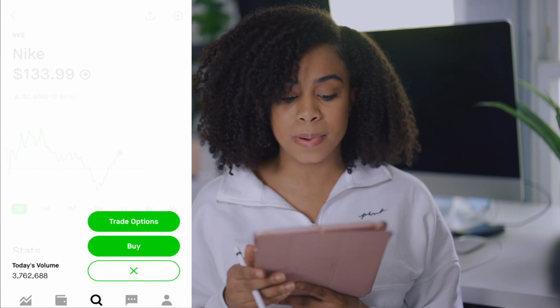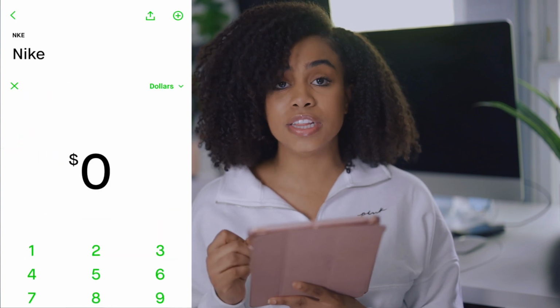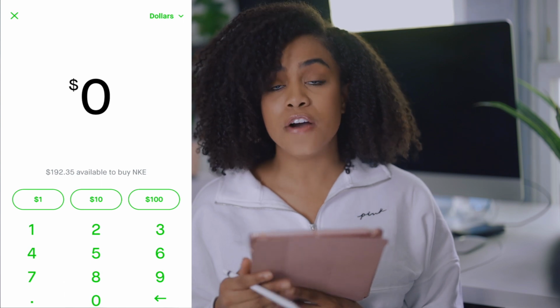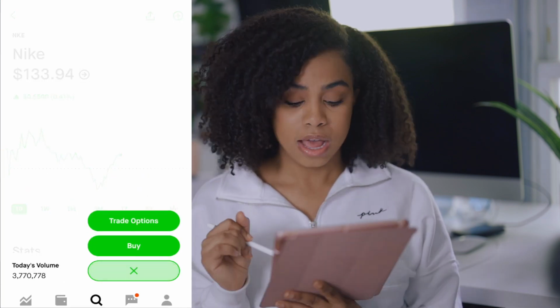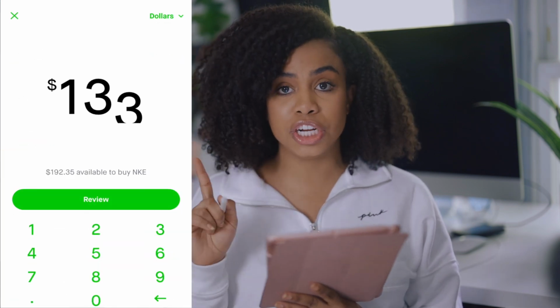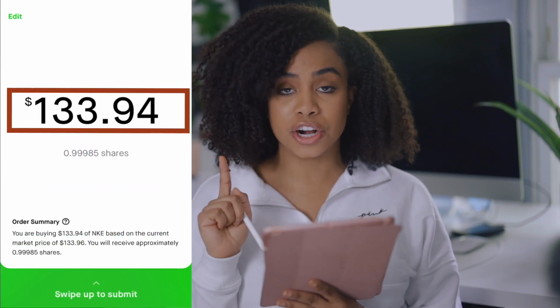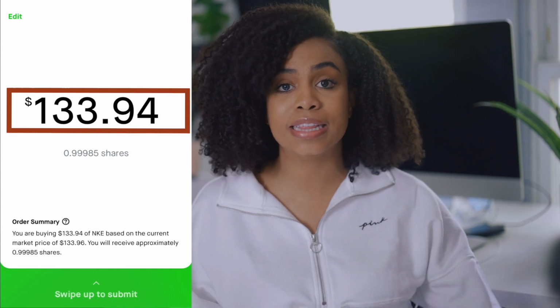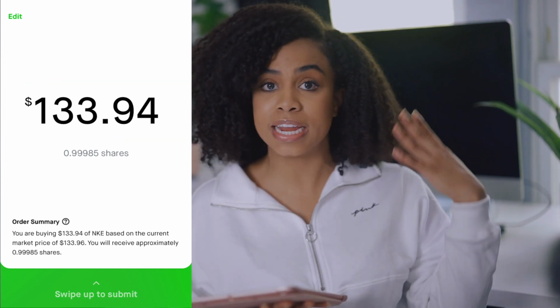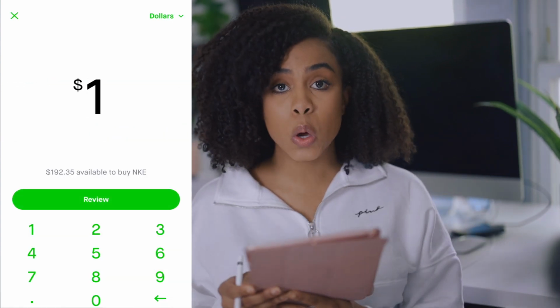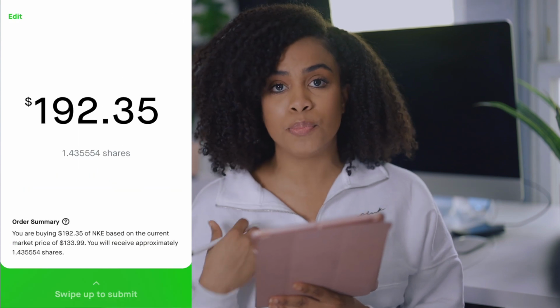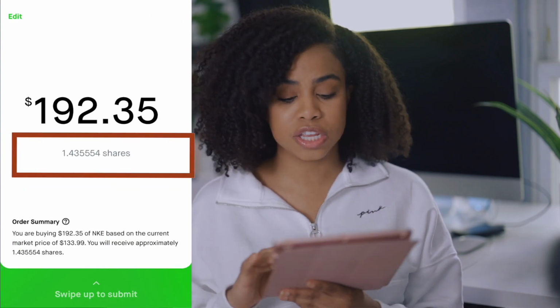So when I hit the buy button, it says that I currently have $192.35 available to buy Nike. I could either buy one share of Nike, or in this case it's saying 0.99985 of one share of Nike, or Robinhood allows you to buy shares in fractions. If I use my total buying power, it's saying that I'm going to have 1.4 shares, which sometimes I do.